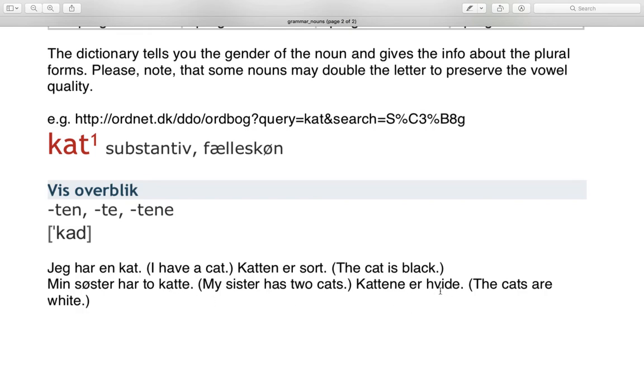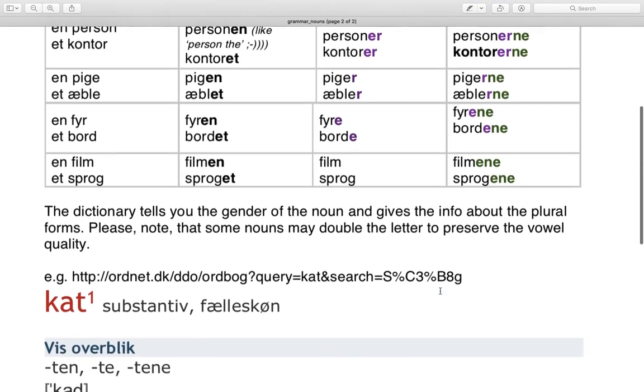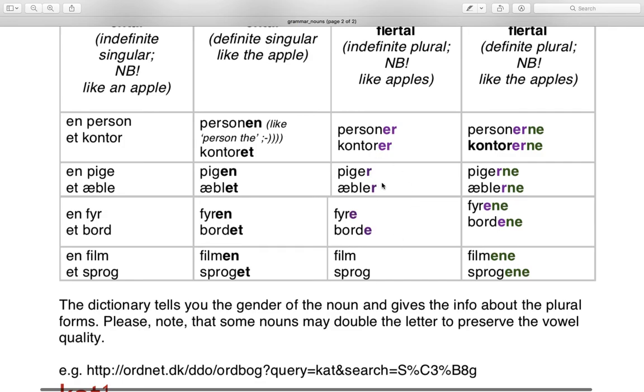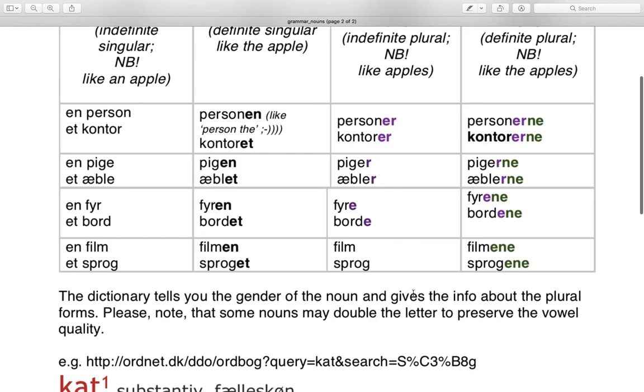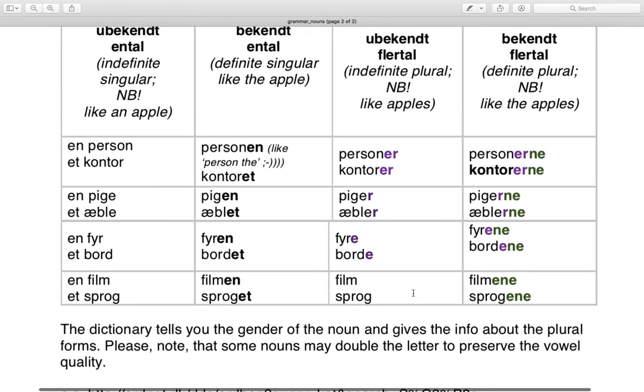So remember to memorize the gender of the noun and the plural pattern it takes. It will make a huge difference for you when you learn more grammar and more of the Danish language, and it will help you to make the nouns behave grammatically correctly.